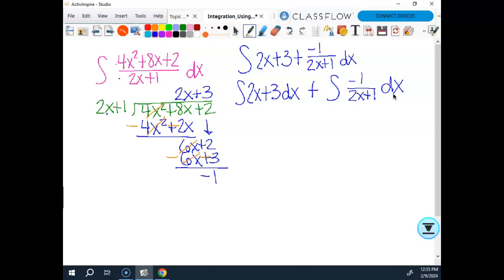When I integrate this, integrate 2x, what is that going to give me? What do I do with this exponent? I get x squared, and then there was a 2 there, and then I have to divide by 2, right? So that's going to end up canceling out there. Plus, what does the 3 become? Three x. Okay, 3x. Yes?